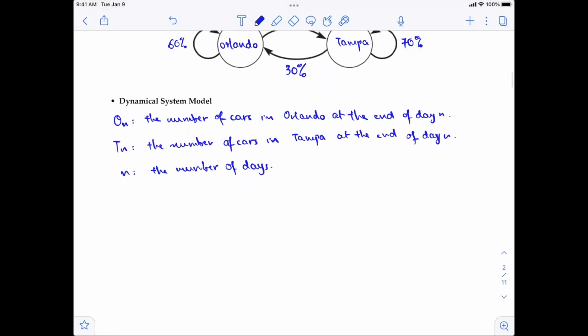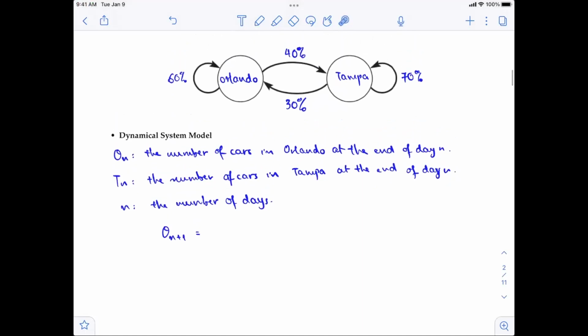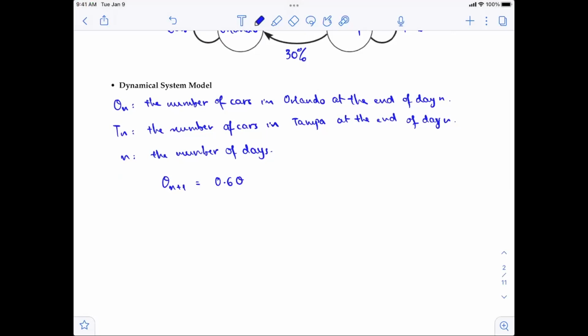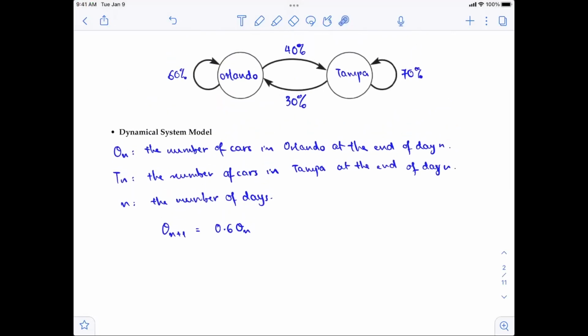Okay, now we're gonna build a system of difference equations. You have the number of cars in Orlando and in Tampa at the end of day n. What happens on day n plus 1? We're gonna set O sub n plus 1. Remember that there is a 60% chance that a car rented in Orlando is returned back in Orlando, so you have 0.6 times O sub n. And there is a 30% chance that a car rented in Tampa gets returned back to Orlando, so we get plus 0.3 T sub n. That's the equation for the number of cars in Orlando at the end of day n plus 1.